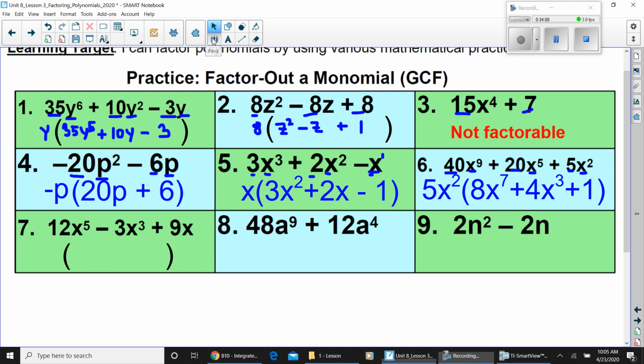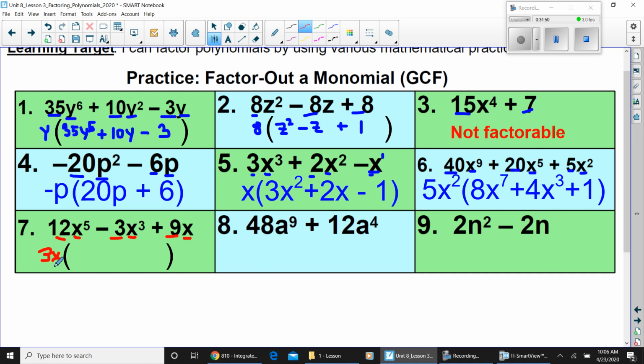So taking a look at number 7, I just wanted to go over number 7. You're going to underline these numbers. Basically take it slow. So you have a greatest common factor of the coefficients. What's the greatest number that goes into 12, 3, and 9? Well, it's 3. That's the greatest number. Then x to the fifth, x to the third, x. What's the smallest exponent for that variable? Well, it's x.